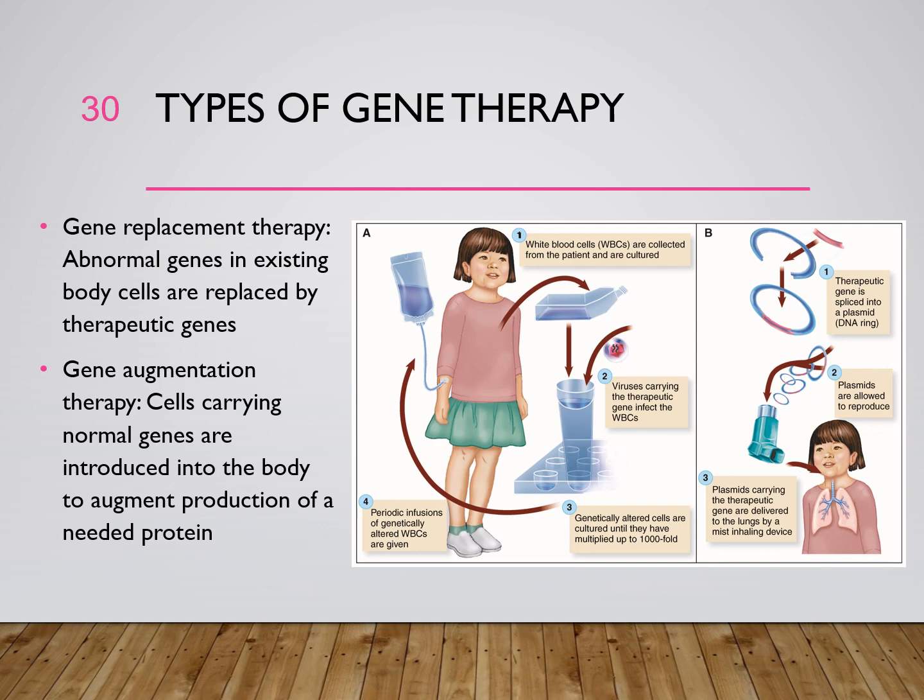Gene augmentation is a little bit different in that rather than change existing cells, it adds genetically altered cells to the body. So we're adding altered cells, and then we're hoping those cells are going to start replicating and producing those proteins that need to be produced.